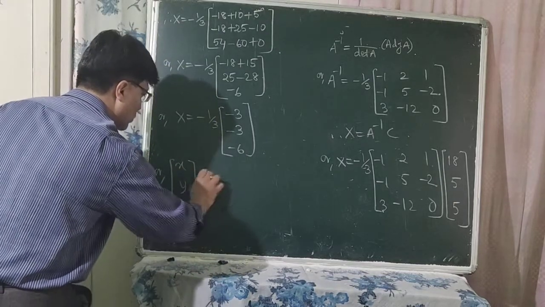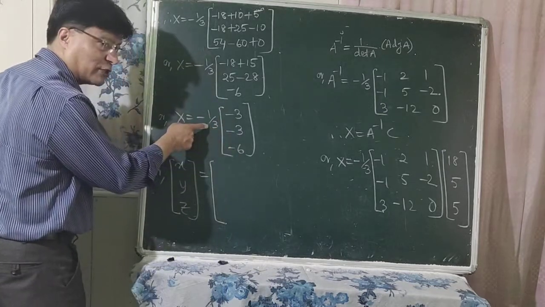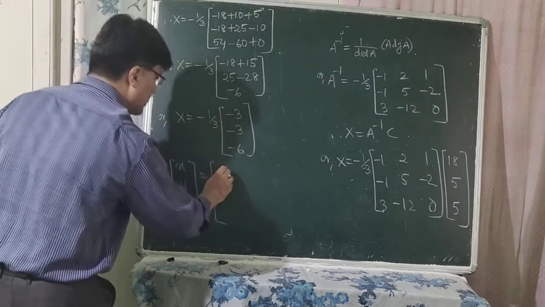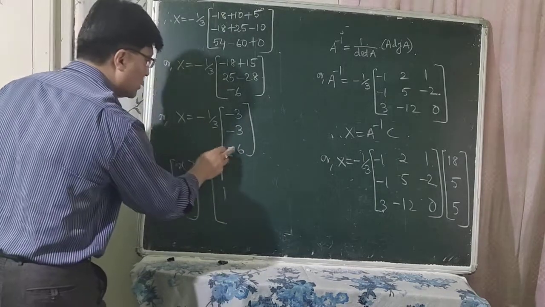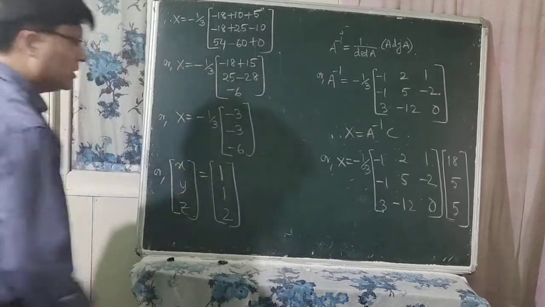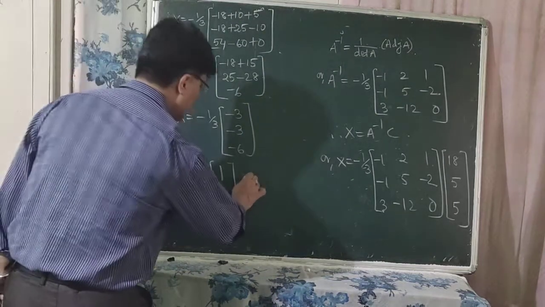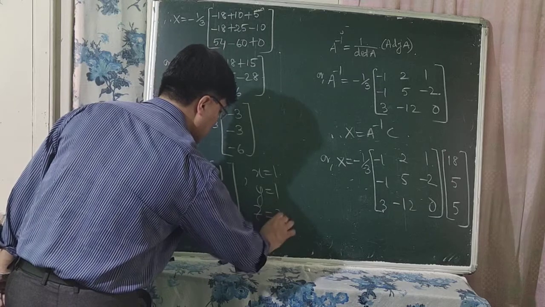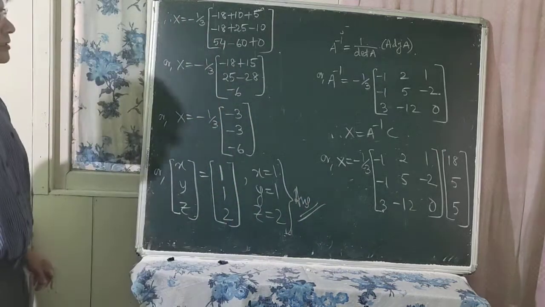And now this is the unknown matrix capital X, that is x, y, z, which is equal to, now we can multiply all these elements by the scalar, that is -1/3. So minus into minus plus, 1/3 into 3 is 1. Again minus into minus plus, 1/3 into 3 is 1. Minus into minus plus, 3 2s are 6. So this is the equality of the two matrices. So you can equate the corresponding elements here. That means x is equal to 1, y is equal to 1, z is equal to 2. So these are the answers.